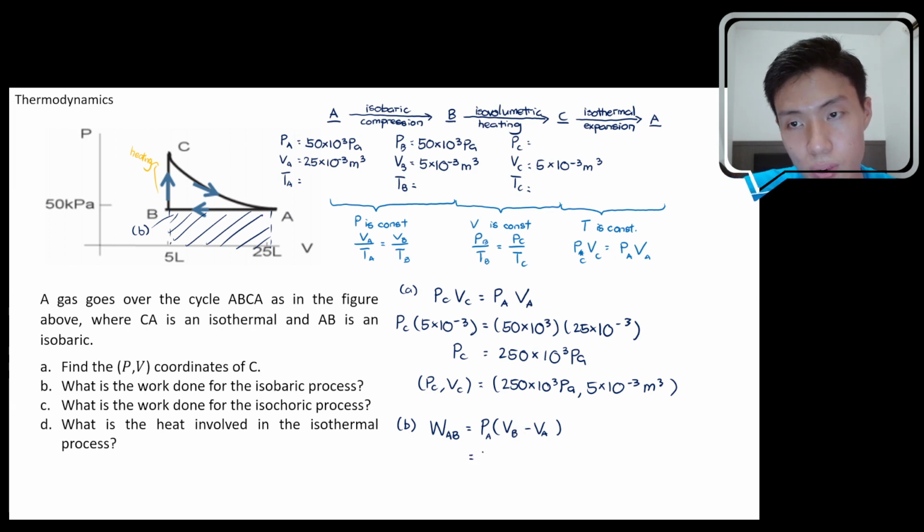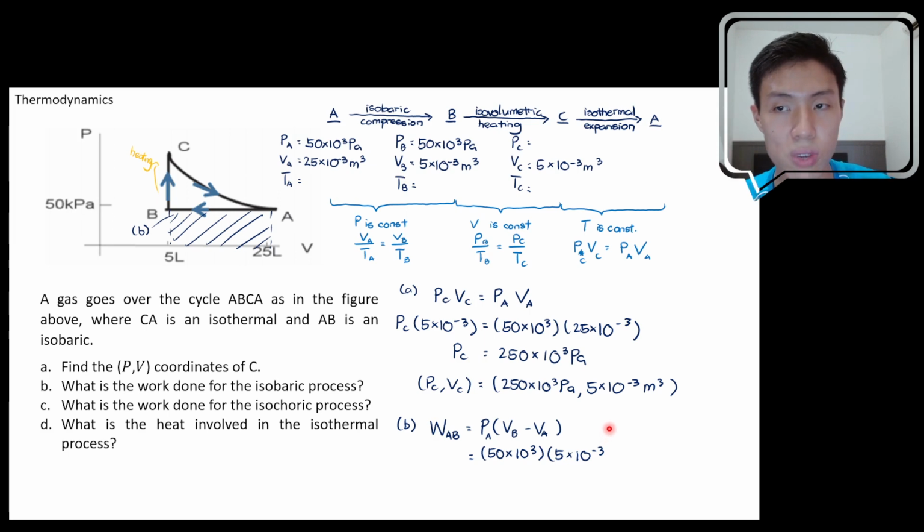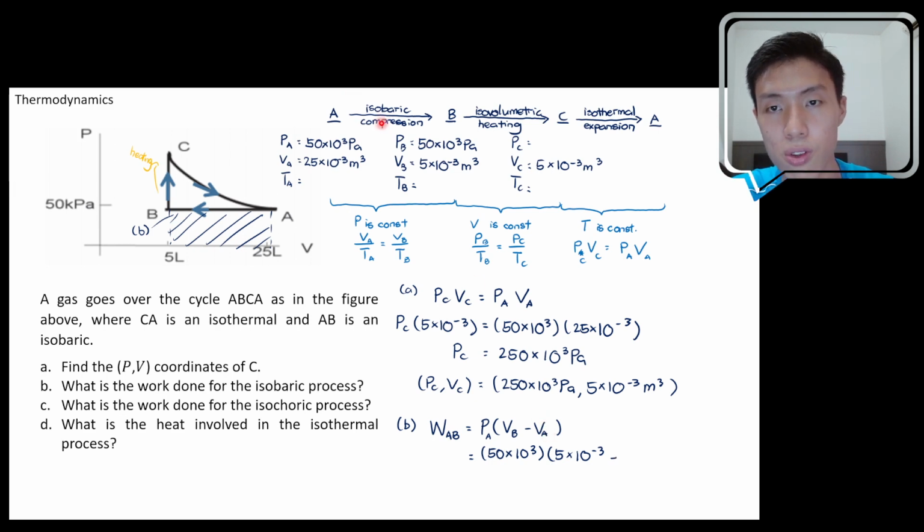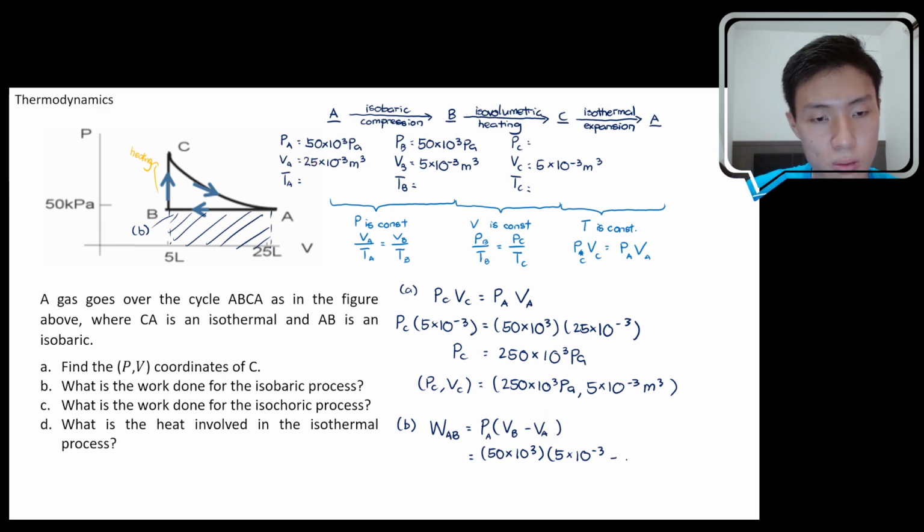Okay, so right now pressure here will be 50 kilopascal. Then volume B is 5 liter. 5 liter converted is 5 times 10 to the power negative 3. You have to convert. You cannot do it in liter. If you do it in liter, you will not get the answer in joule. So make sure you convert everything to the proper unit, which is Pascal, meter cube, and Kelvin. We continue, minus the volume of A. Volume of A, 25 times 10 to the power negative 3.